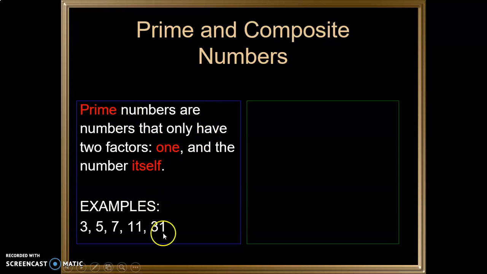Do you understand? When you multiply 1 times 3 is equal to 3, and that's it. When you multiply 1 times 5 is equal to 5, and that's it. That's what you call a prime number.